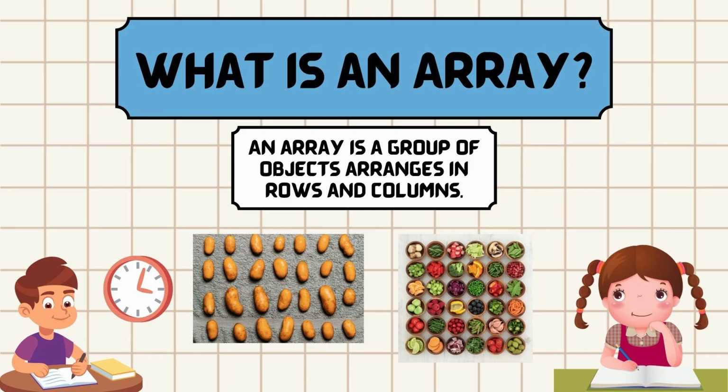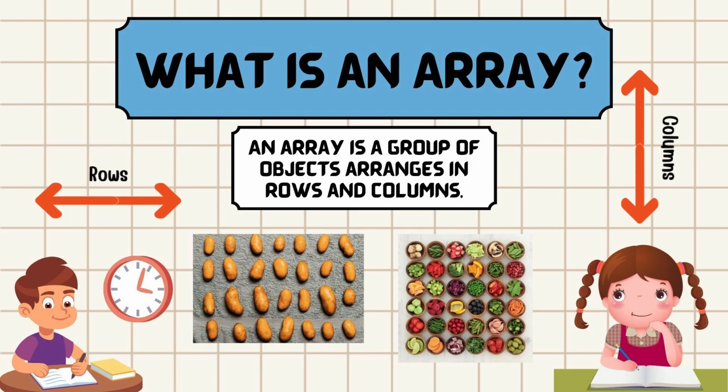An array is a group of objects arranged in rows and columns. Rows go side by side, just like rows of seats in a movie theater. Columns go up and down, like the columns that hold up a building or like lockers stacked on top of each other. Arrays help us group objects in a neat, organized way so we can count them more easily.